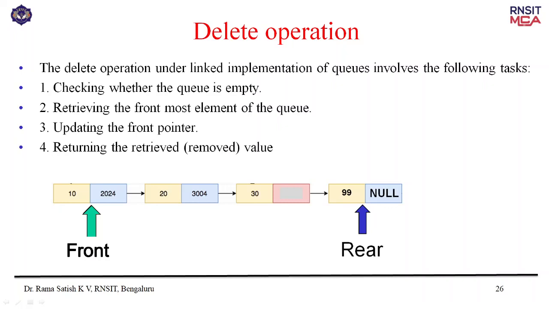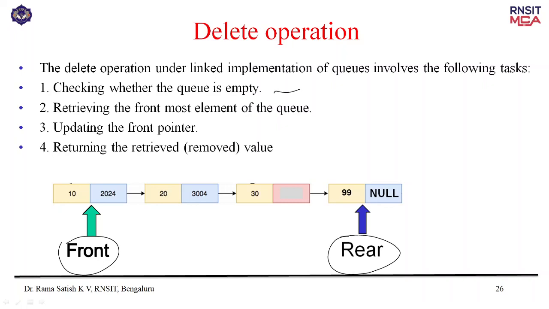That's about the insert method or insert operation. Next, we have the delete operation. In delete operation, what happens? First, check whether the queue is empty or not. How do you check the queue is empty or not? If front is equal to null and rear is equal to null, then it is empty.